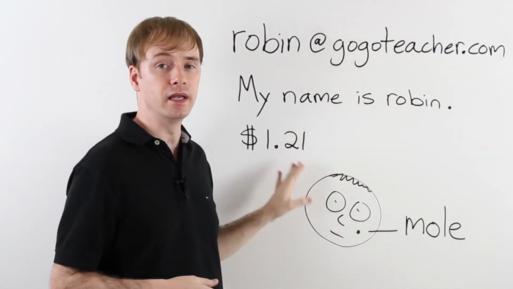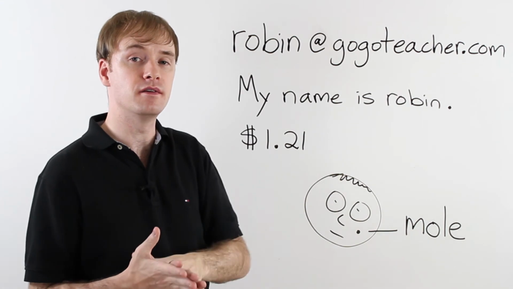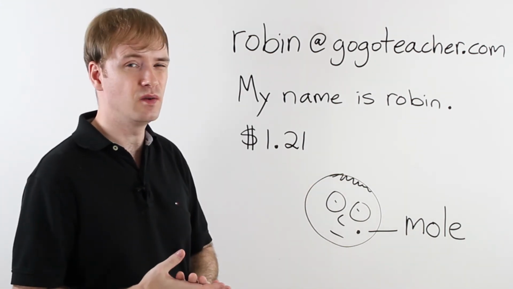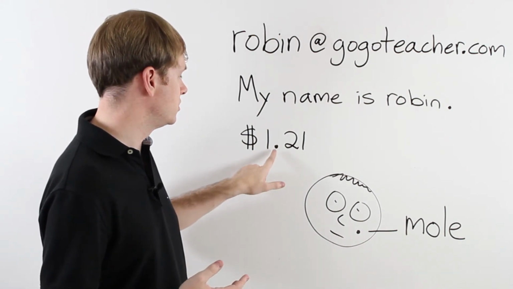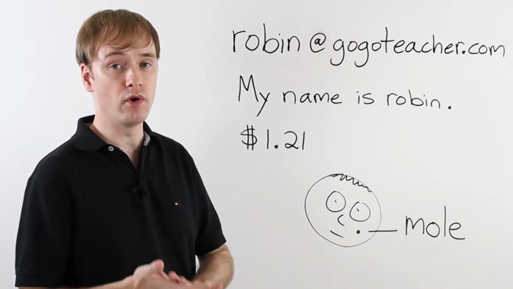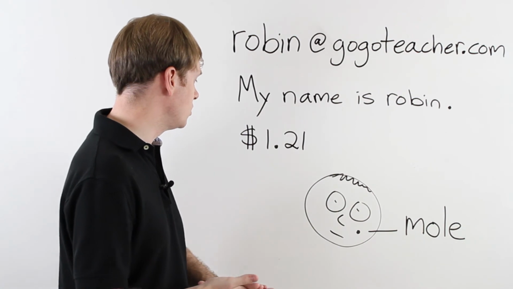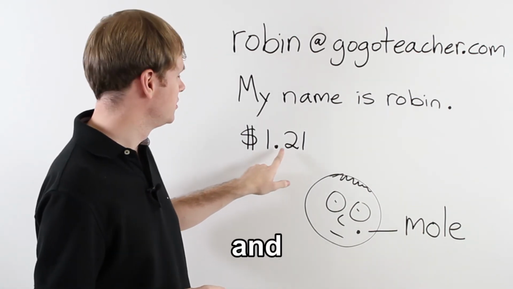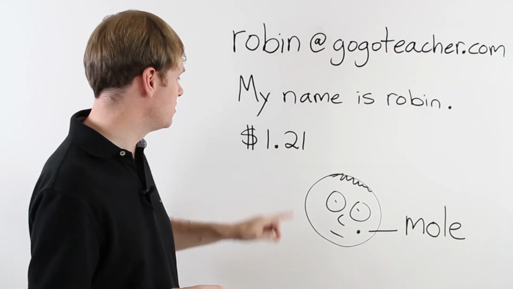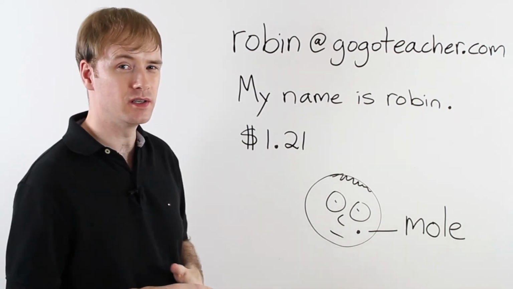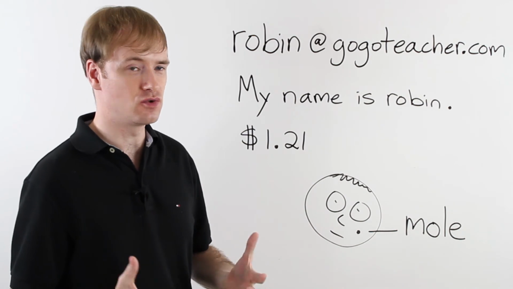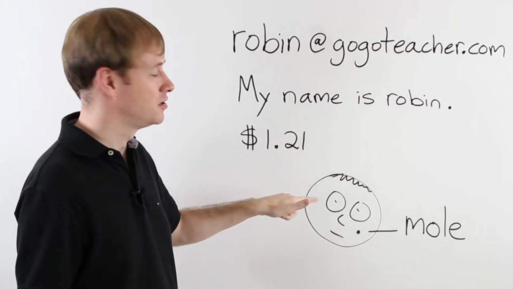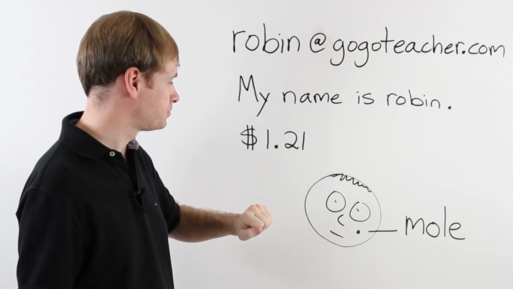And looking at money, okay, we're going to study money in another video, but quickly, if we were reading this money, we wouldn't say dot and we wouldn't say point. Actually, in money, we say $1 and 21 cents. So in money, don't say $1.21. It's very strange. This is $1 and 21 cents.